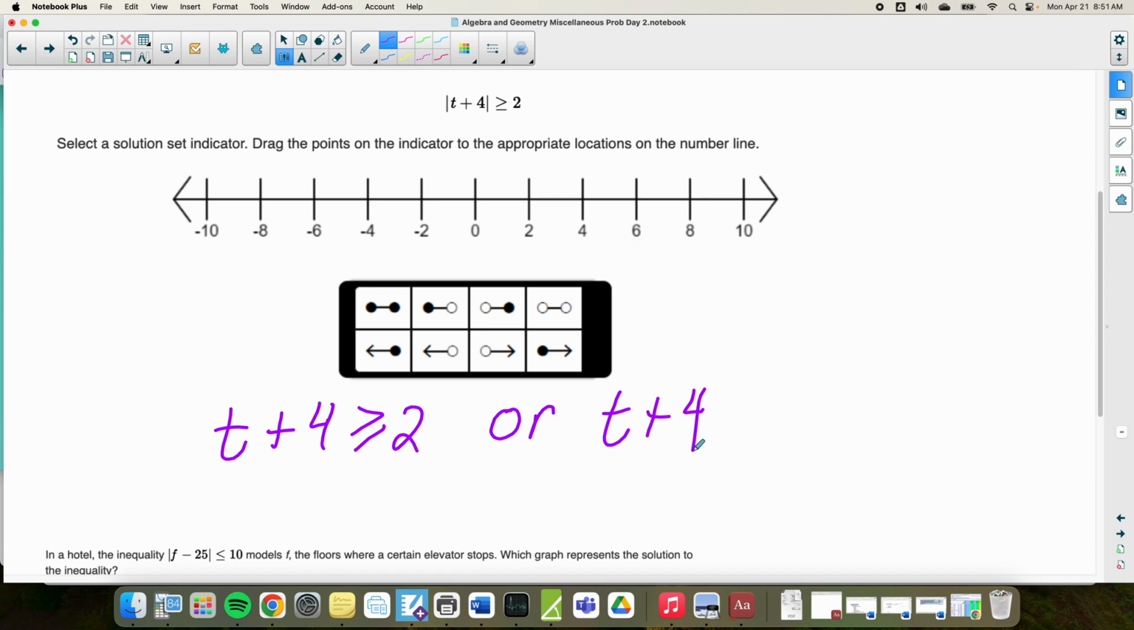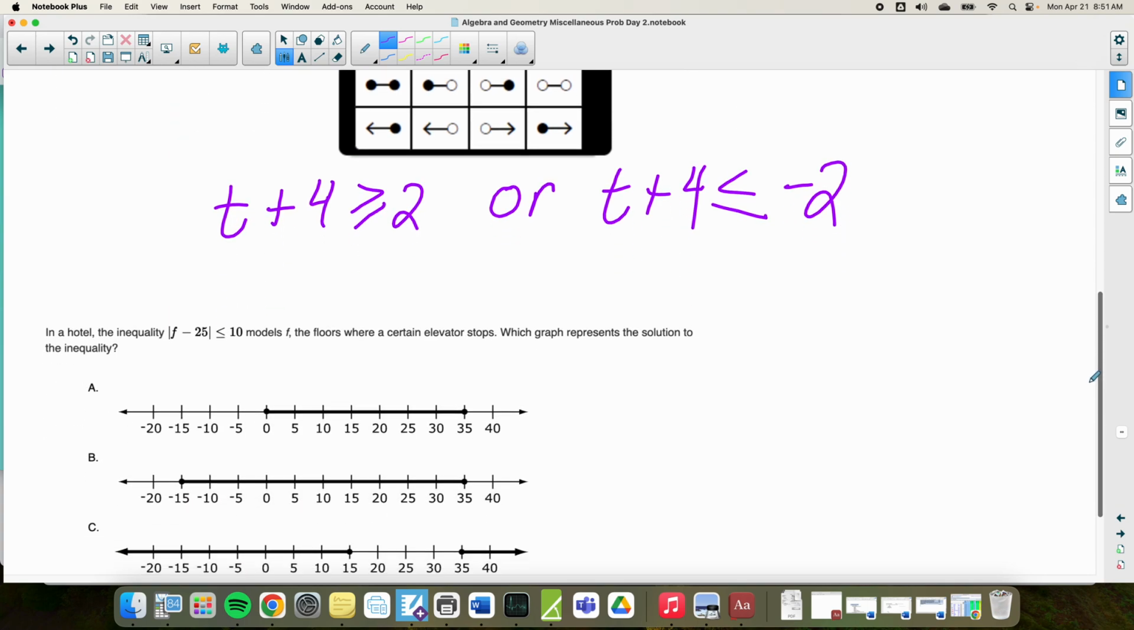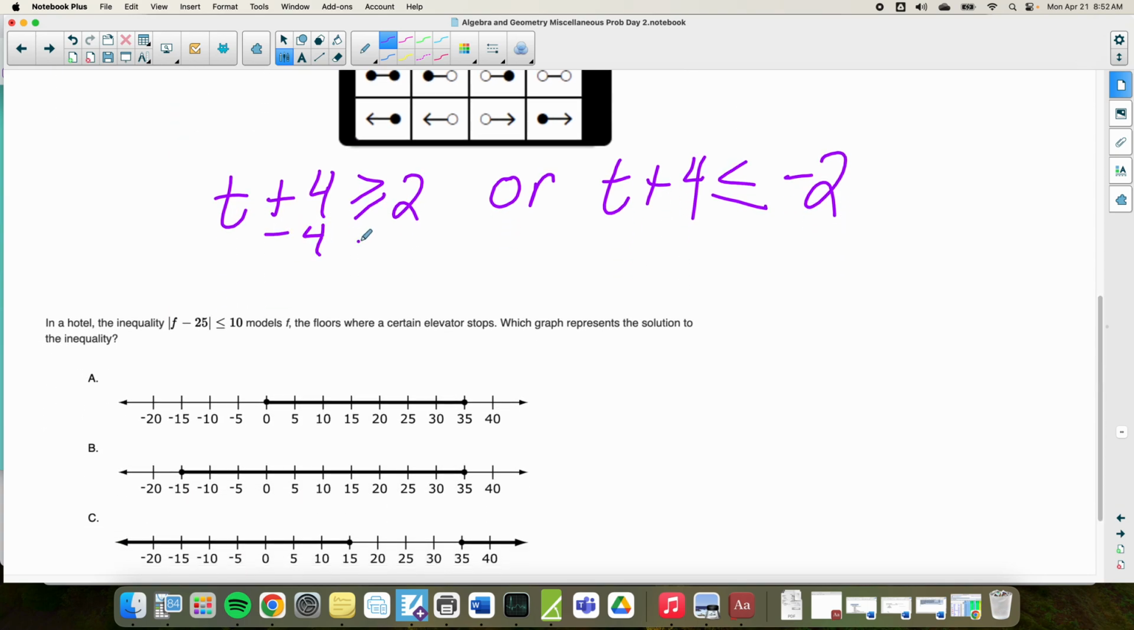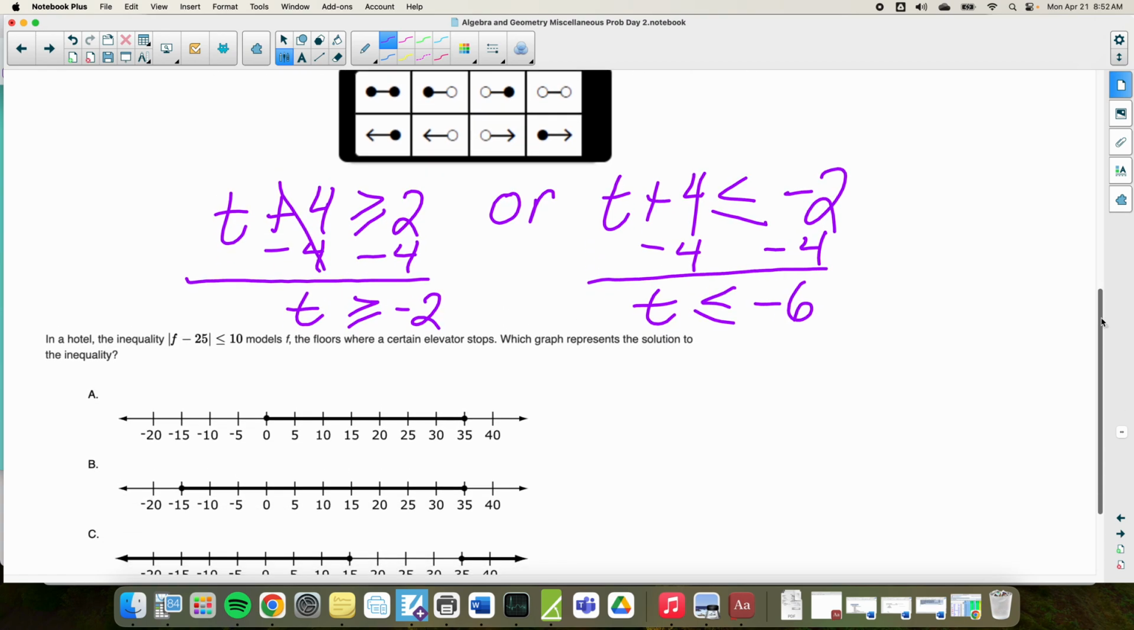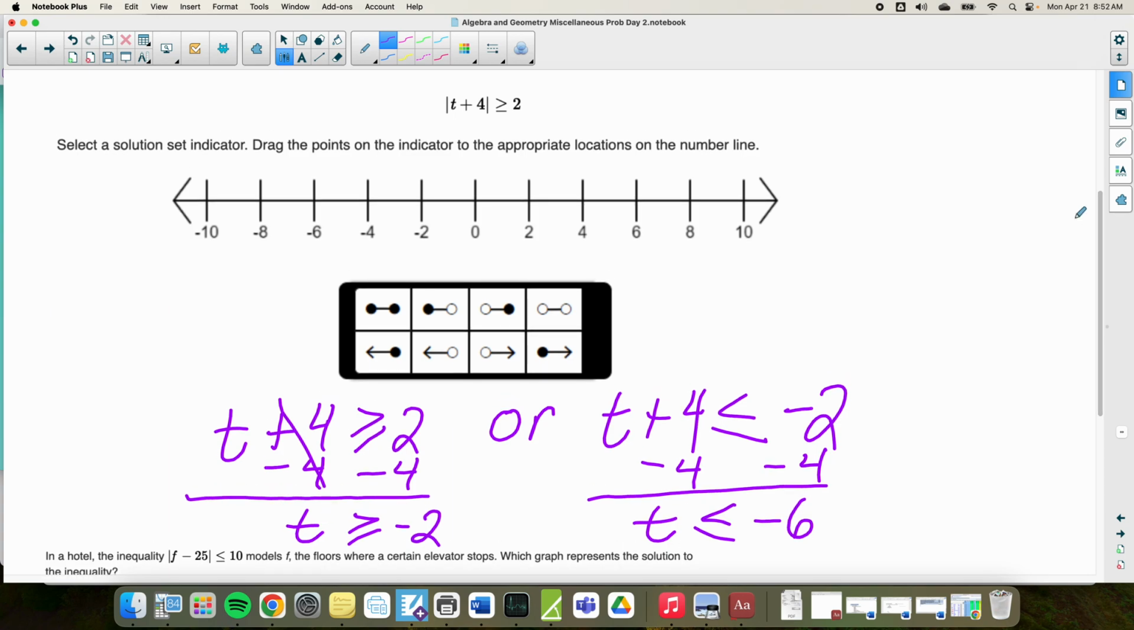The second one, you switch your sign and you switch the sign on that 2. Okay? So here, I'm going to subtract 4. And T would be greater than or equal to negative 2. Okay? This one, I subtract my 4. And here, the sign stays the same. Do you guys remember when you flip the sign with inequalities? When you divide by a negative. So here we didn't. And then this is asking us to graph this up here.